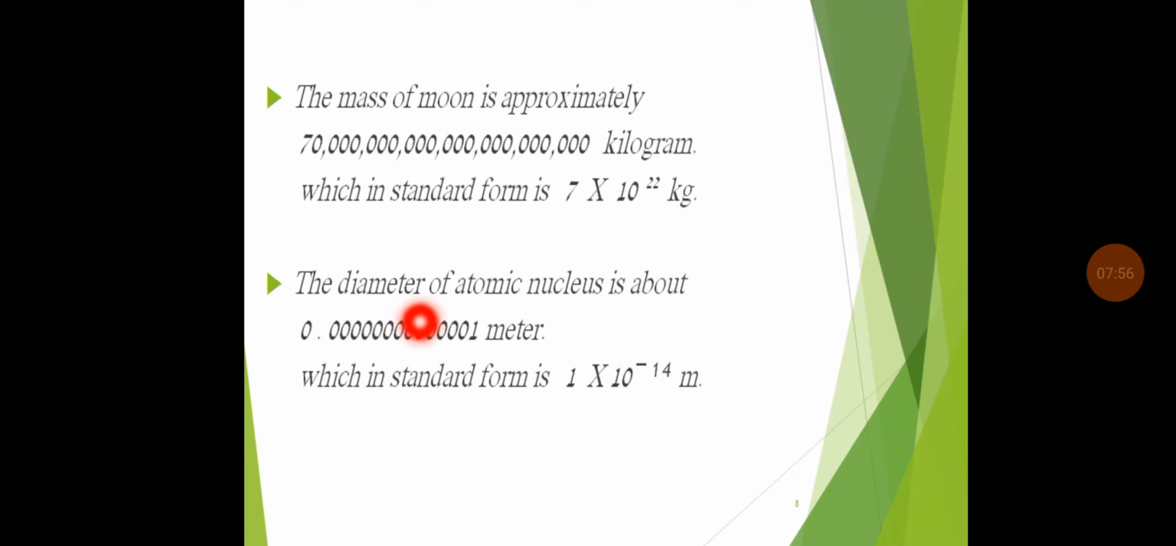Similarly, the diameter of an atomic nucleus is about 0.00000001 meter, so it has a smaller value. Our decimal will be shifted from left to right and it will be placed after the first non-zero digit, that is 1. So it will be 1 times 10 raised to power minus 14 meter.